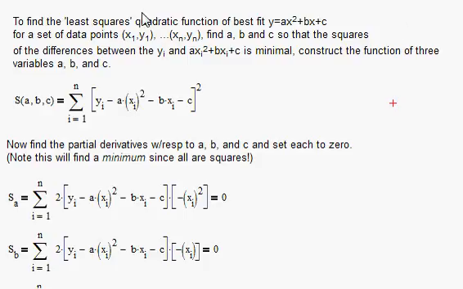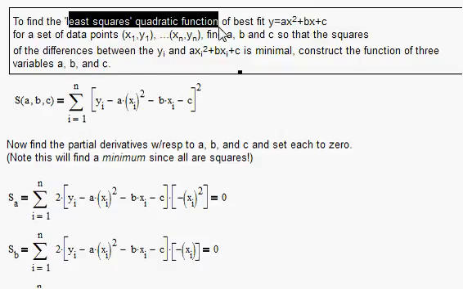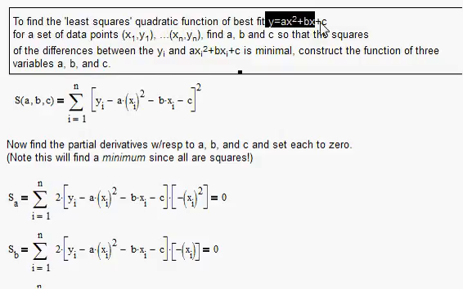This is strictly for your information, but to find the least squares quadratic function of best fit, like a parabola, y equals ax squared plus bx plus c, for a set of data points given, we need to find the a, b, and the c, so we can plug them into this, and then we have our least squares quadratic function fit.